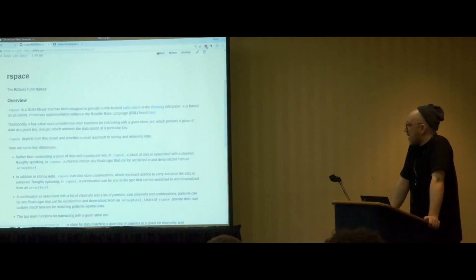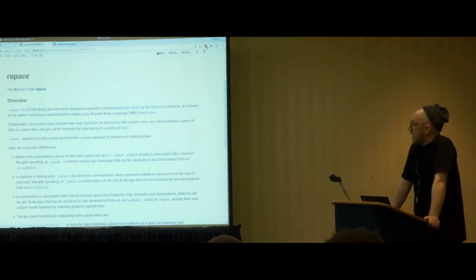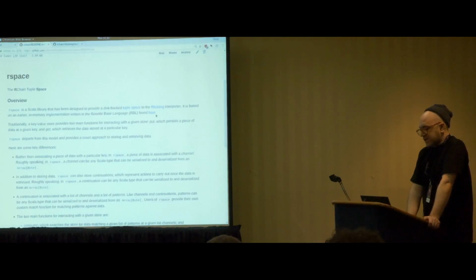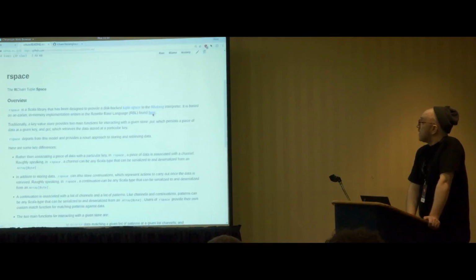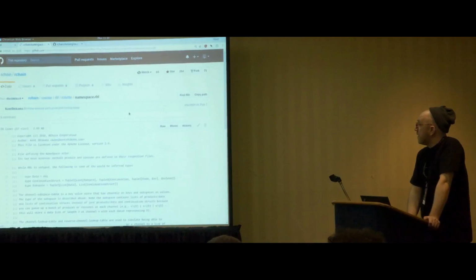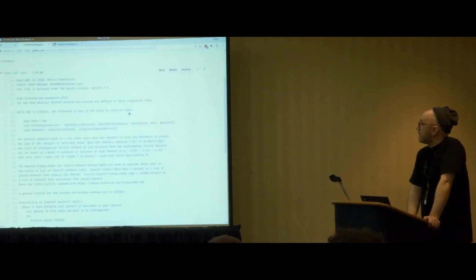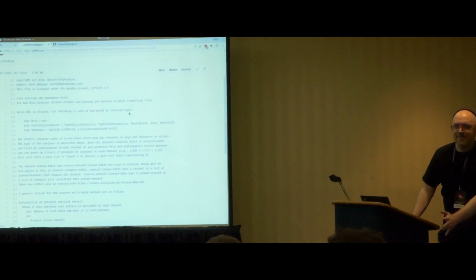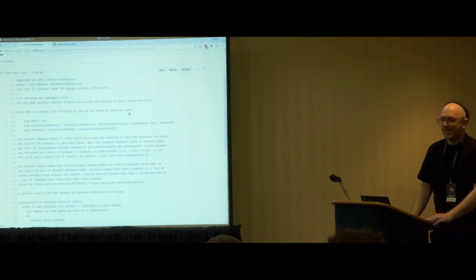So, when I came to the project about 3 months ago, there was an in-memory implementation of this that was written in RBL, the Rosette base language. I can sort of show you a bit of what that looked like. This is the sort of top level here. Are people familiar with RBL at all? Show of hands. RBL. OK.